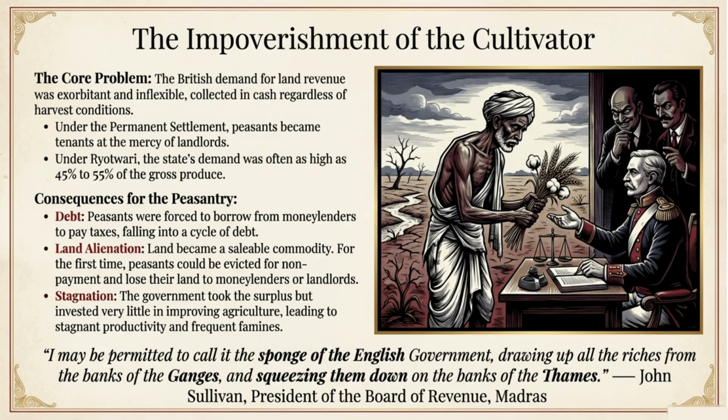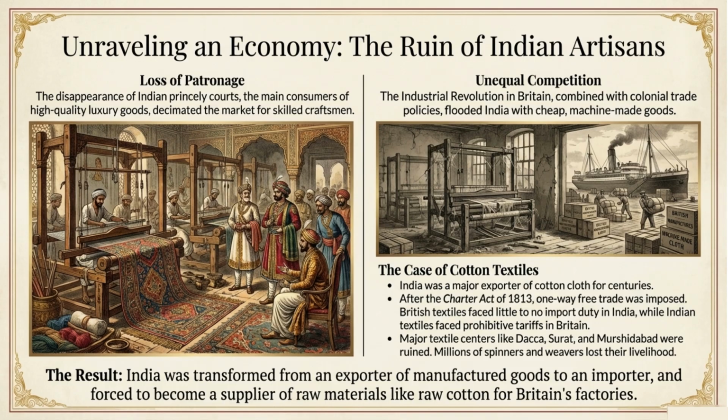This led to debt, land alienation, and stagnation, forcing peasants into a cycle of debt. As one observer noted, the government acted like a sponge, drawing up the wealth from the banks of the Ganges and squeezing it onto the banks of the Thames. The economy unraveled, leading to the ruin of Indian artisans.